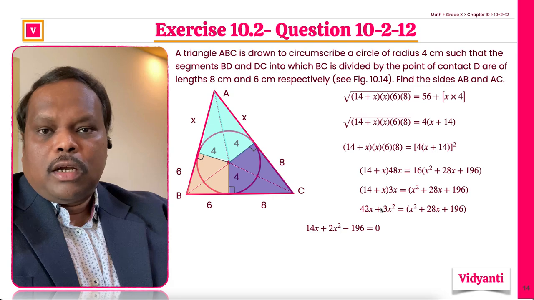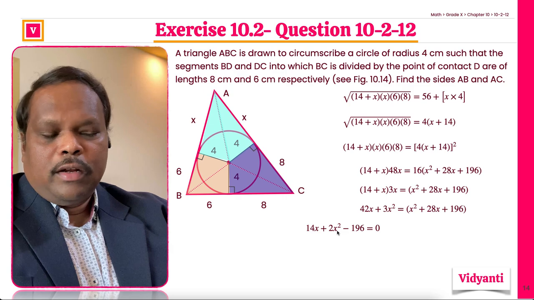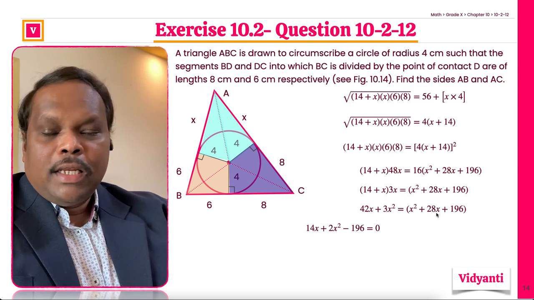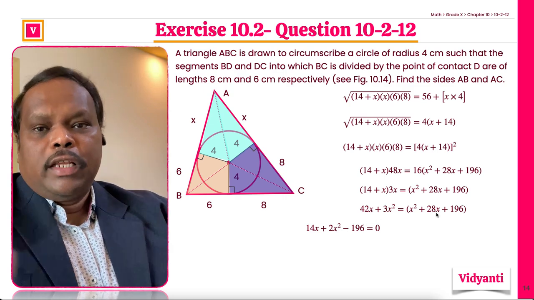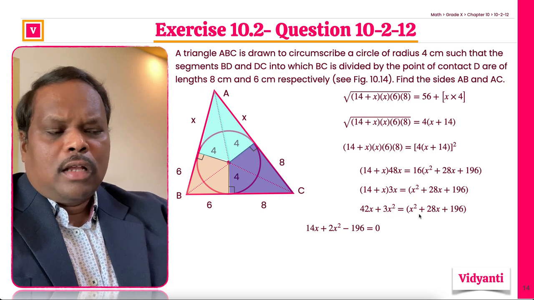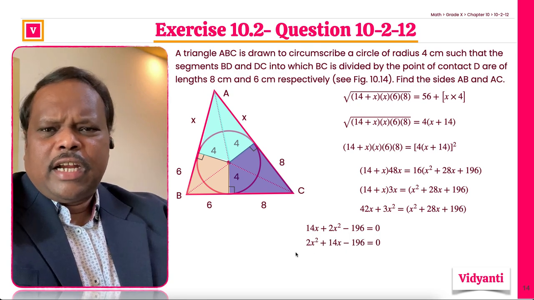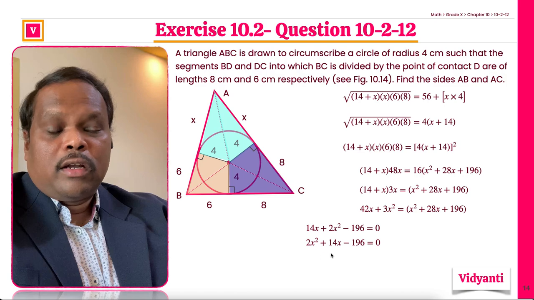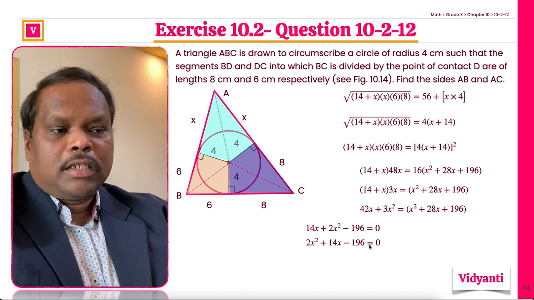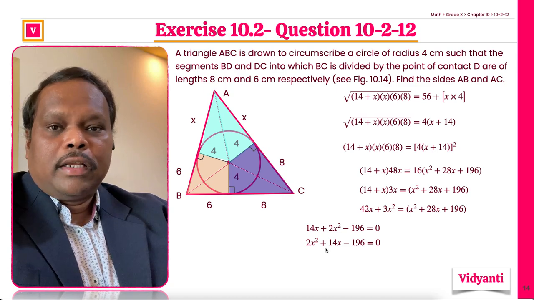x squared goes to the other side, becomes minus x squared. So 3x squared minus x squared will become 2x squared. 42x minus 28x. Why? Because 28x is transferred to the other side. So that will give me 14x, and this 196 will come to the other side. There is no other constant, so it will become simply negative 196. Let's rearrange that so that it comes into the format: square term first, linear term, x term next, and constant term. So now this is in the format of a quadratic equation.